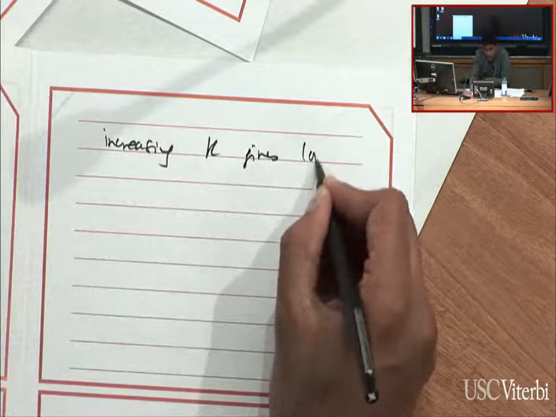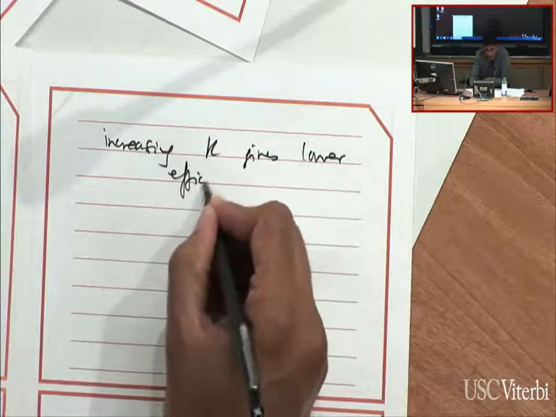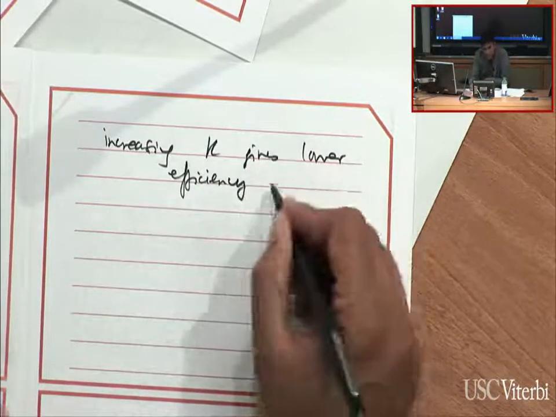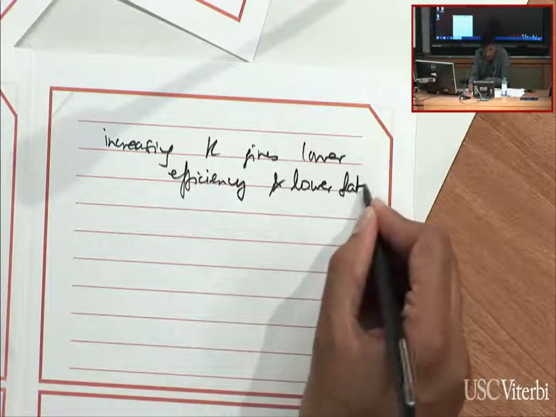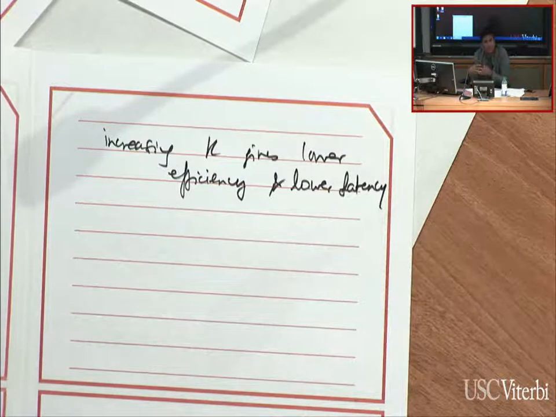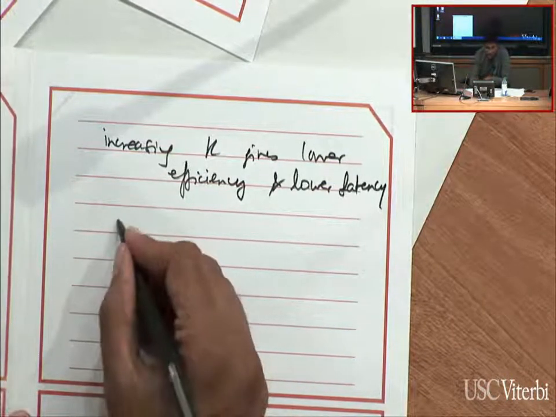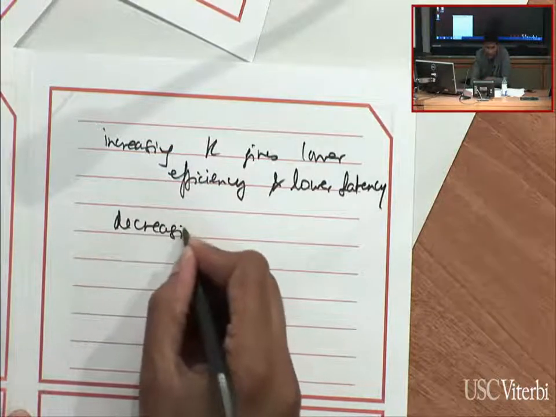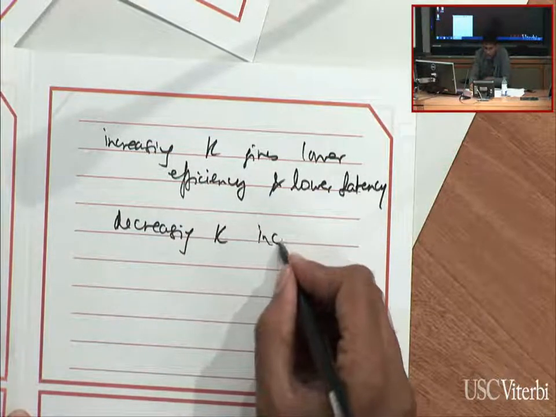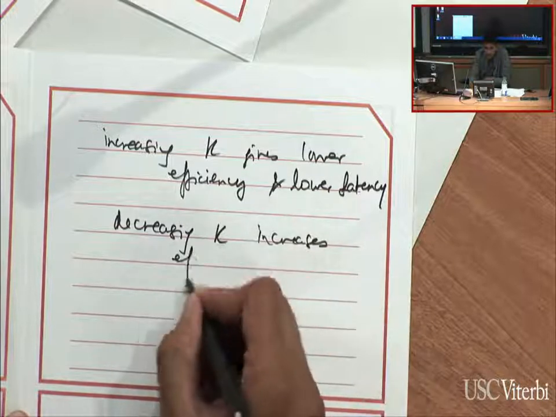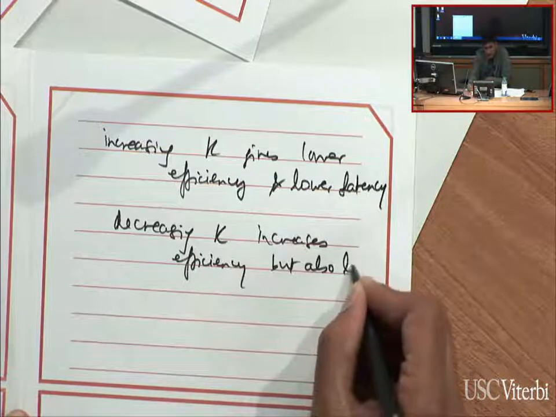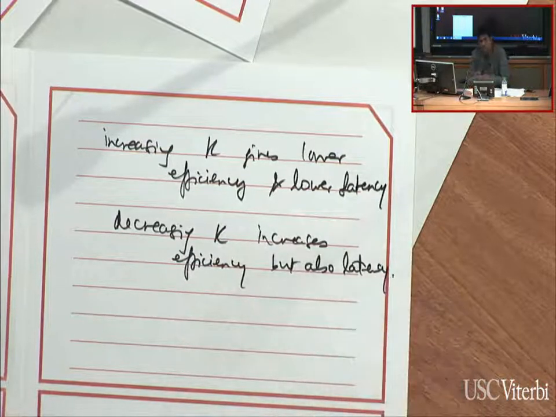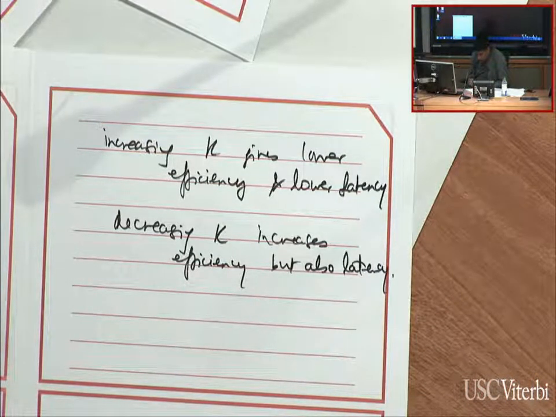it gives lower efficiency, because there's more transmissions that happen, but also lower latency, because it makes it more likely that you'll encounter the destination node sooner. And decreasing k will have the opposite effect. So decreasing k increases efficiency, but also latency. Okay. So it gives you a way to go between those two extremes.